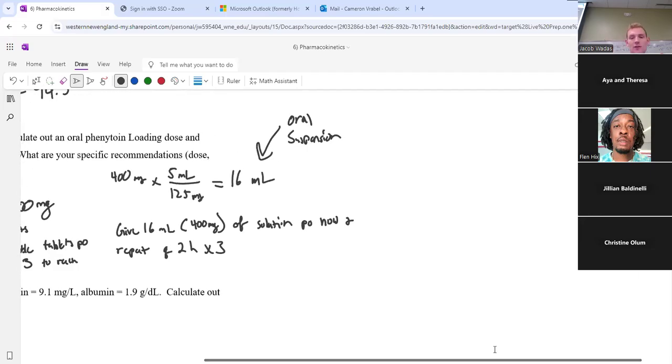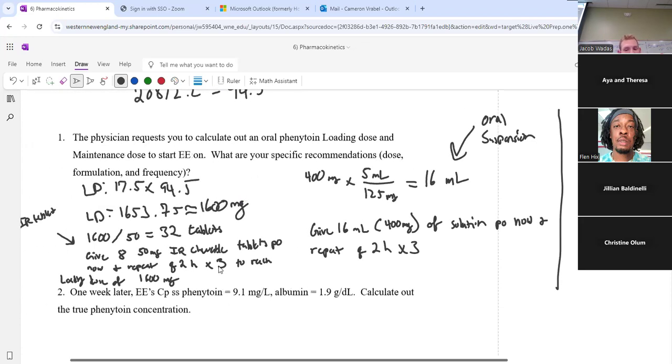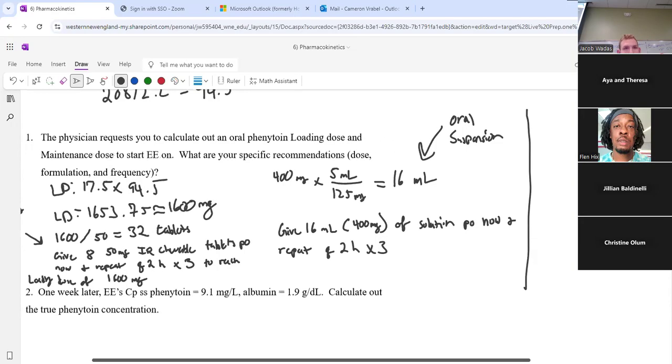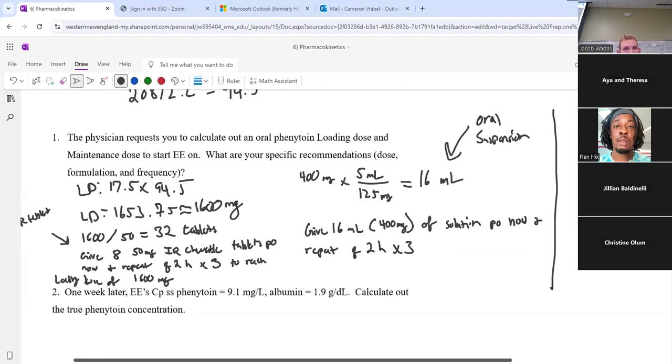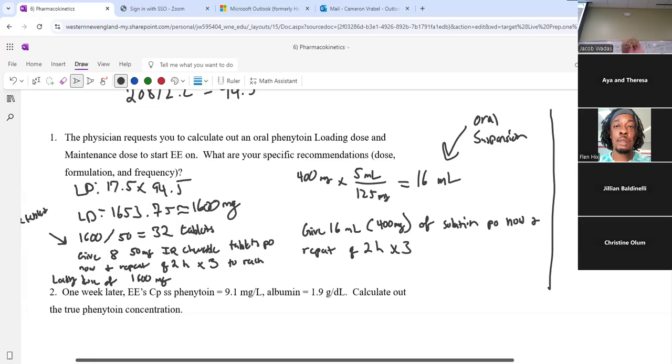Okay, now we're gonna do loading dose. Teresa, did Dr. Sun specifically indicate how he wanted directions written? Or is that just generally? Yeah, I didn't really go over his answer key, but I'm pretty sure this is how he wrote it in class. For example, he did the oral suspension: 400 milligrams of the 125 milligrams over 5 mils oral suspension, so 16 mils.